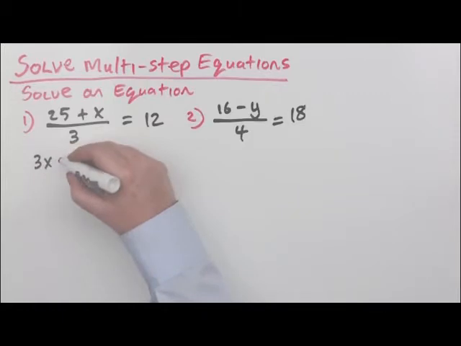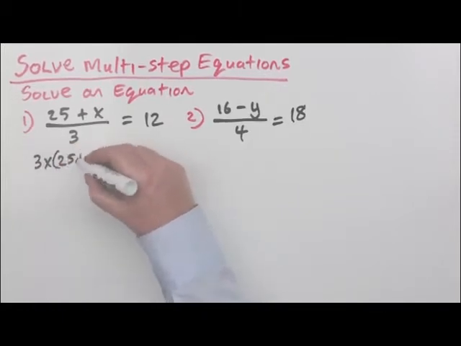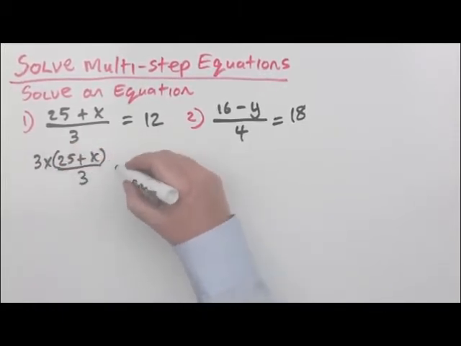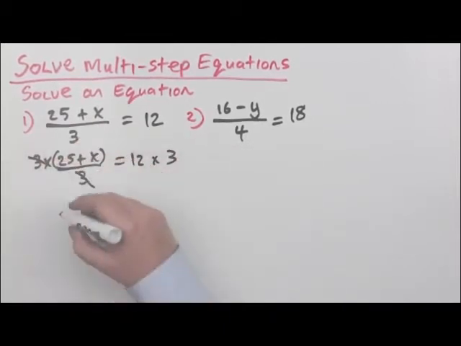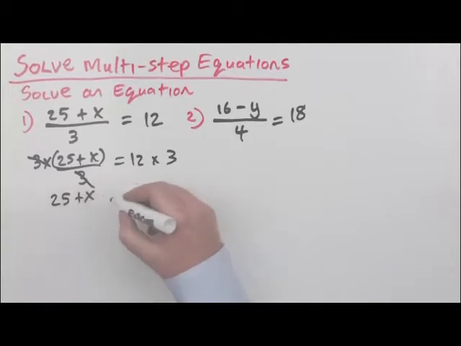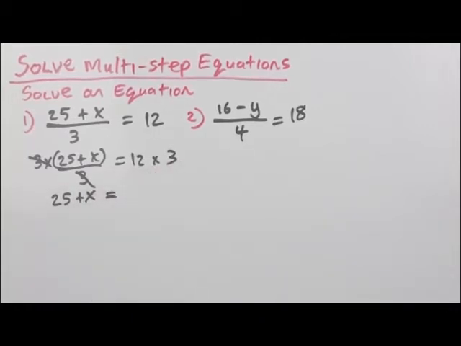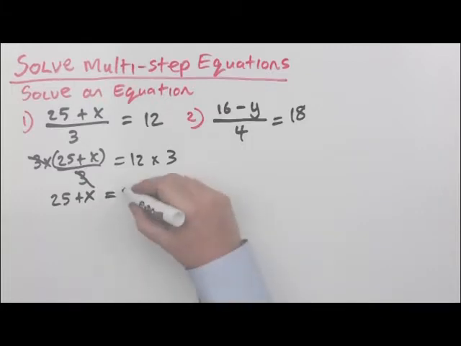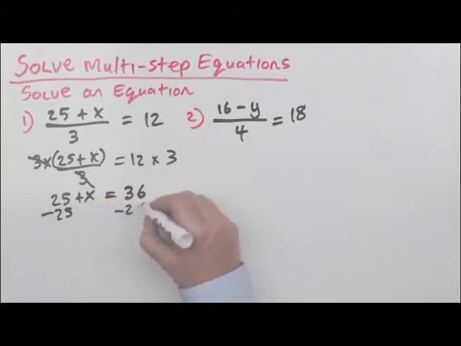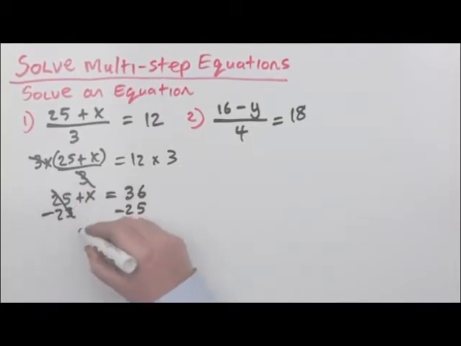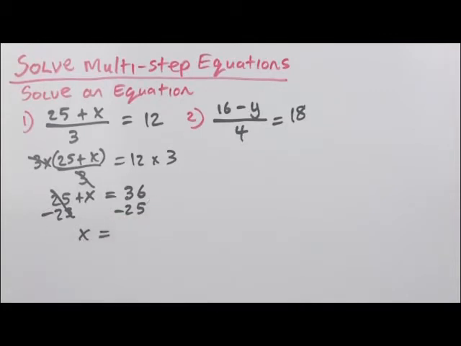You can use different steps. So here, I'm going to multiply this by 3. So that would be 25 plus x equals 36. I multiplied by the denominator, in this case 3, to get rid of the denominator. Now I'm going to subtract 25 on both sides to get x by itself. So x is equal to 11, and that is the answer.